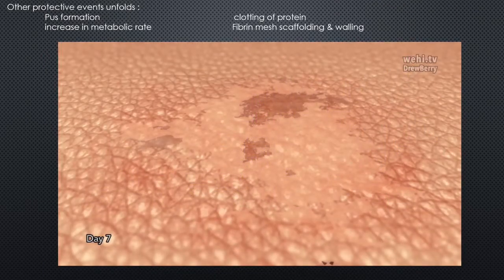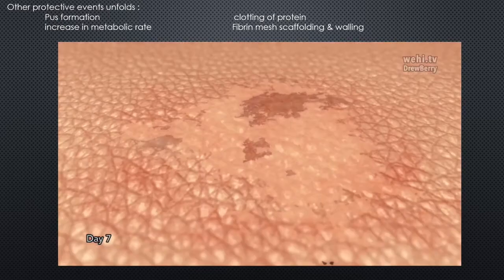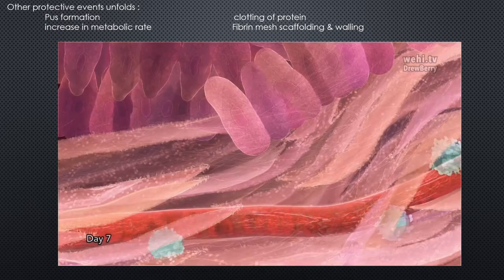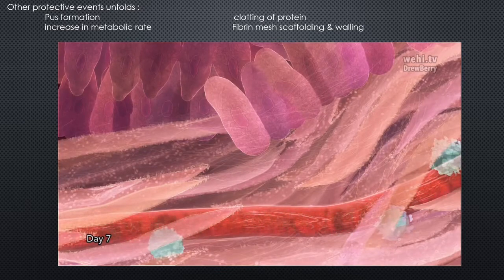As the last and final stage of the inflammatory process begins, other protective events unfold, such as pus formation, increase in metabolic rate, clotting of proteins, fibrin mesh scaffolding and walling, and all of these constitute the inflammatory process.